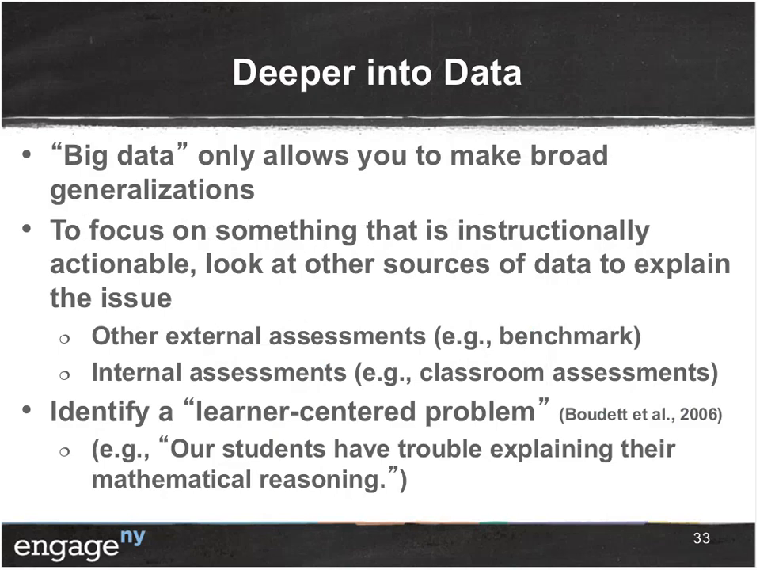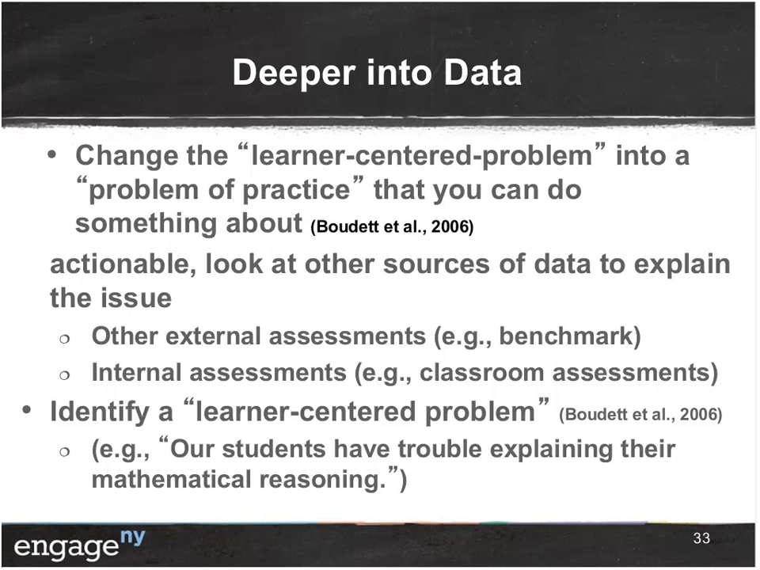And then you need to find out why their performance is like that. Don't jump right from data to making a decision. Try and figure out why the data look like they do. And when you do that, you'll end up with sentences that start with "students." In the example I'm using, you might say, our students have trouble explaining their mathematical reasoning. Well, great, except what are you going to do about that?